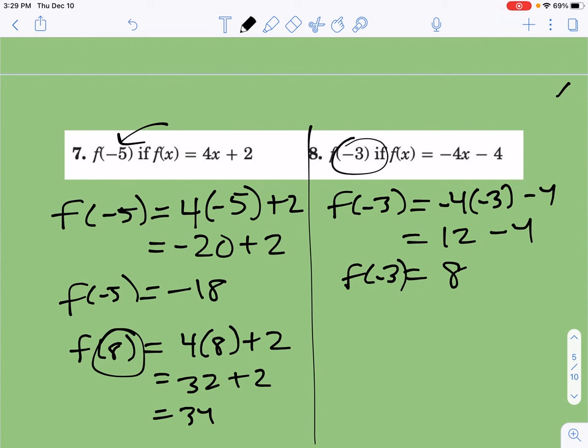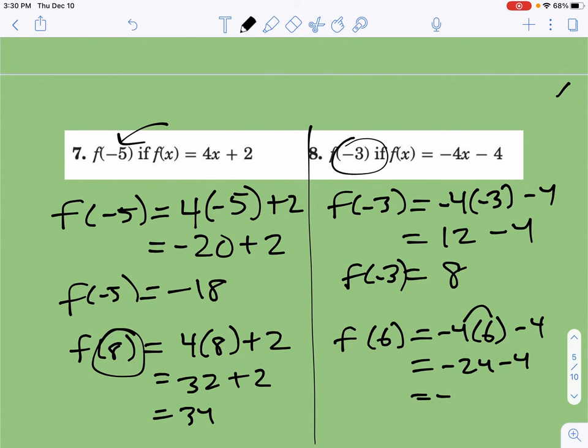And if I did another number, supposing I did f of 6, then you would go negative 4 times 6 minus 4. And so negative 4 times 6 is negative 24 minus 4. They're both negative, so you add them up and keep the sign. So negative 28.